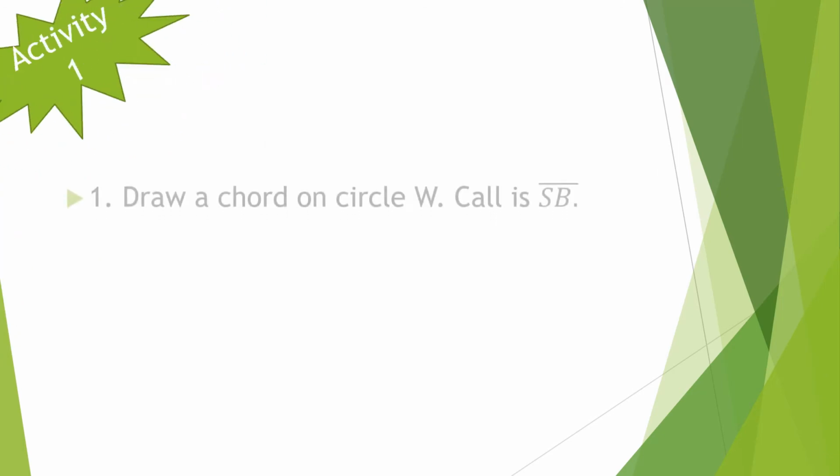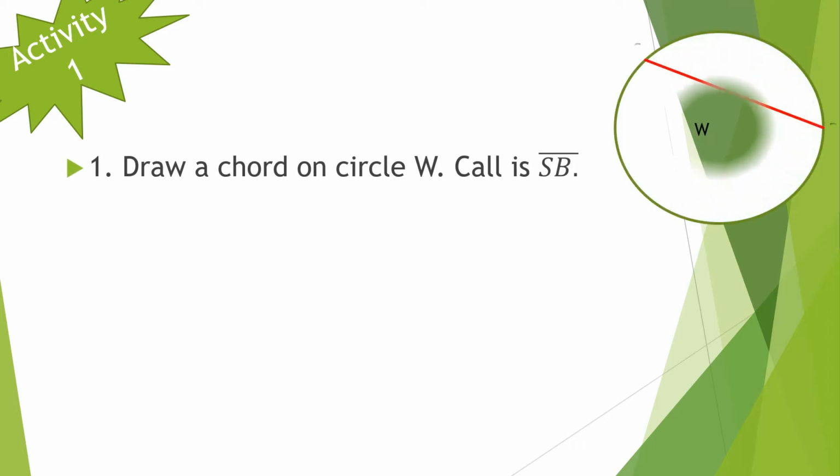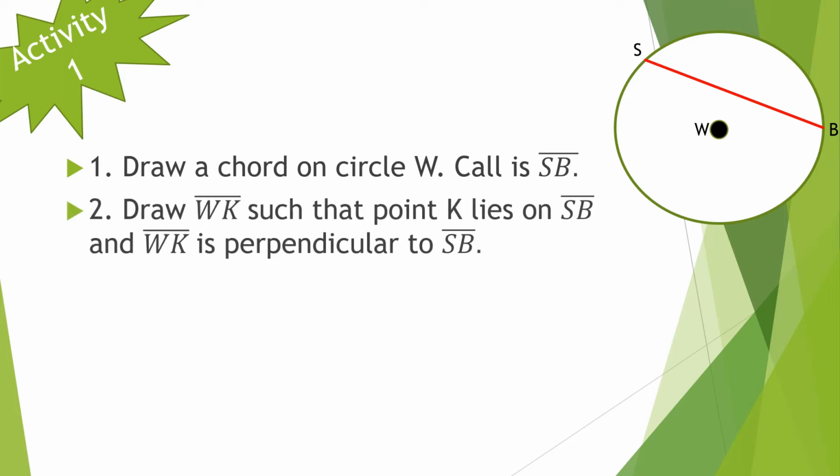So let's have activity number 1. Supposedly we are going to draw a chord on circle W. So this is circle W and this is the chord, line segment SP. Second, draw line segment WK such that point K lies on line segment SP and WK is perpendicular to SP. So this is K, W or WK.